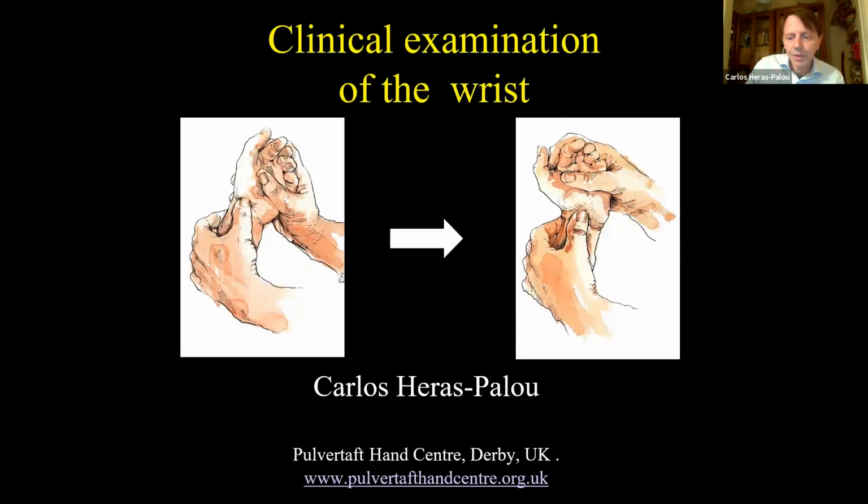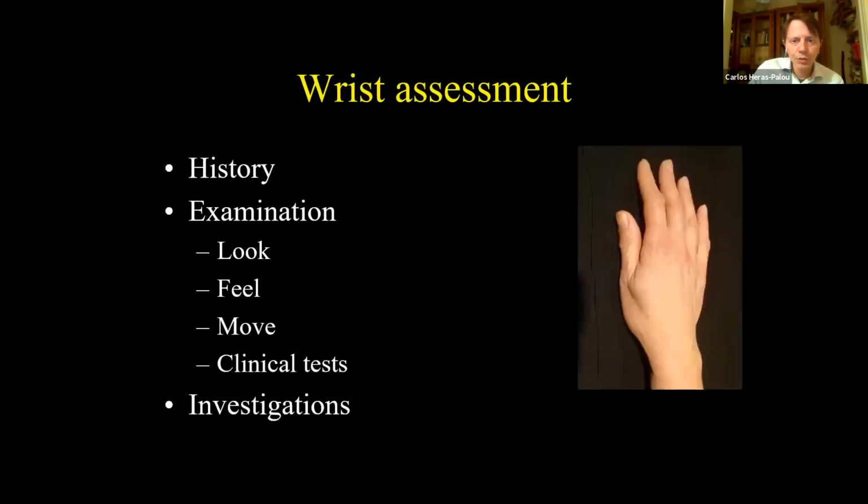Right. Good evening, everybody. We're going to have a run through some aspects of examination of the wrist and some tests that we think are important and sometimes not easy to do and not easy to interpret. I think one thing that's very important is to be systematic when you are assessing the wrist.